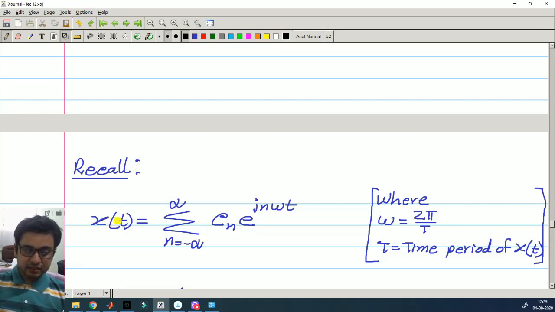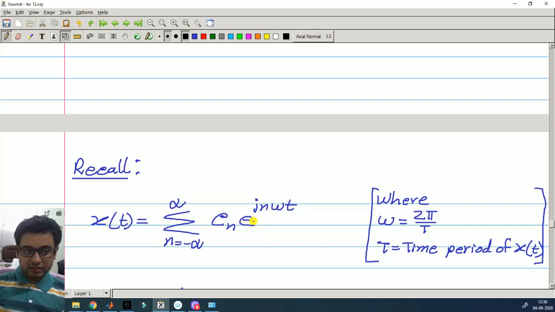Now x is normally a real valued signal. That means at any point of time the value that x will take is a real value. However, these exponentials, e to the power j n omega t, are complex functions of time. So we are making a real valued signal with a combination of many complex valued exponential periodic signals.